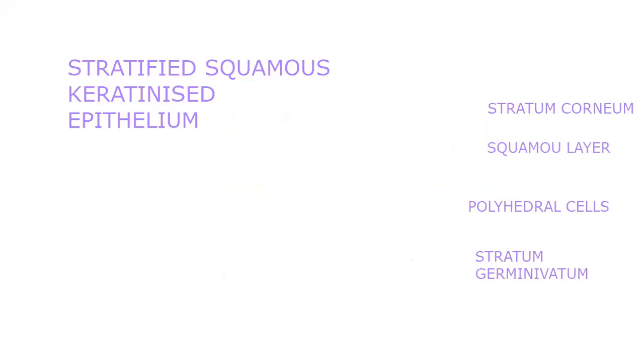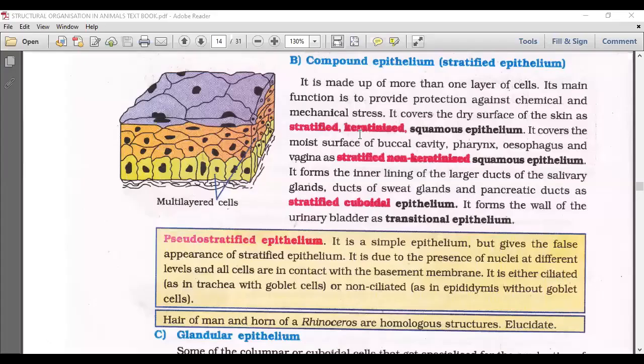Okay, so that's it. Squamous, cuboidal, stratified columnar, transitional, various epitheliums are there in compound. The very important thing you need to remember is stratified squamous keratinized. So now let's start reading. Talking about the compound epithelium, it is made up of more than one layer of cell. That's why we call it compound or stratified epithelium.